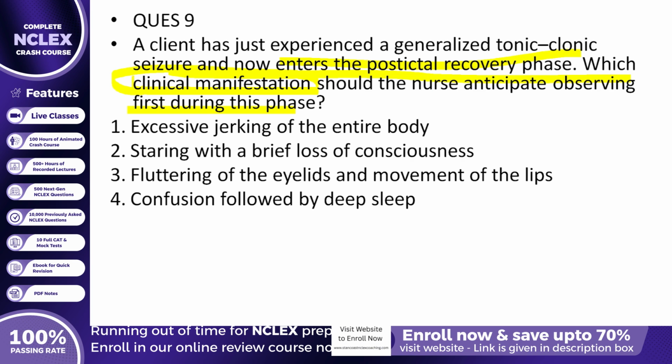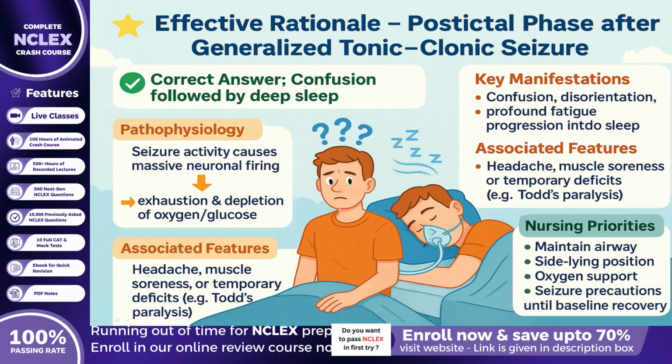The correct answer is option 4, confusion followed by deep sleep. Now let me explain why this is the correct choice. After a tonic-clonic seizure, the brain enters a period of recovery known as the postictal phase. This phase is marked by profound neurologic exhaustion because of intense hypersynchronous firing of neurons during the seizure. The client commonly demonstrates confusion, disorientation, fatigue, and often drifts into a deep sleep. This is the earliest and most expected clinical manifestation.